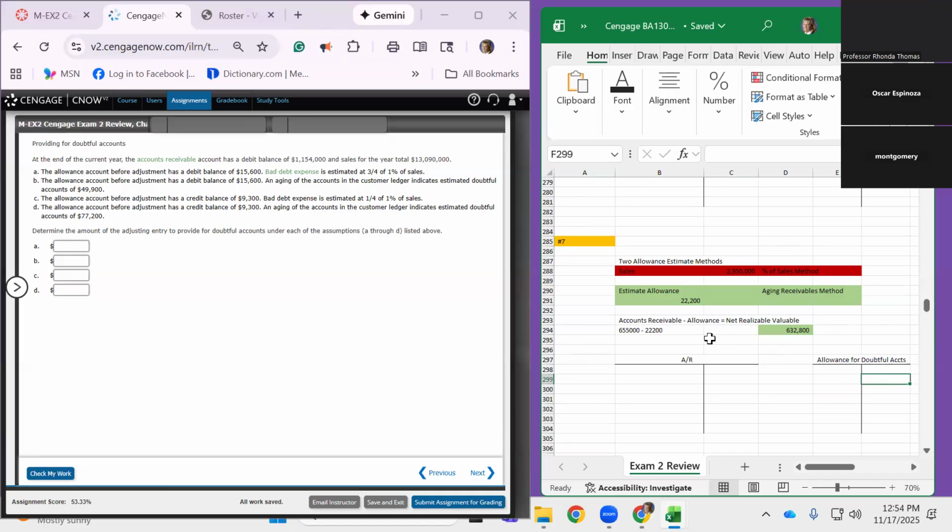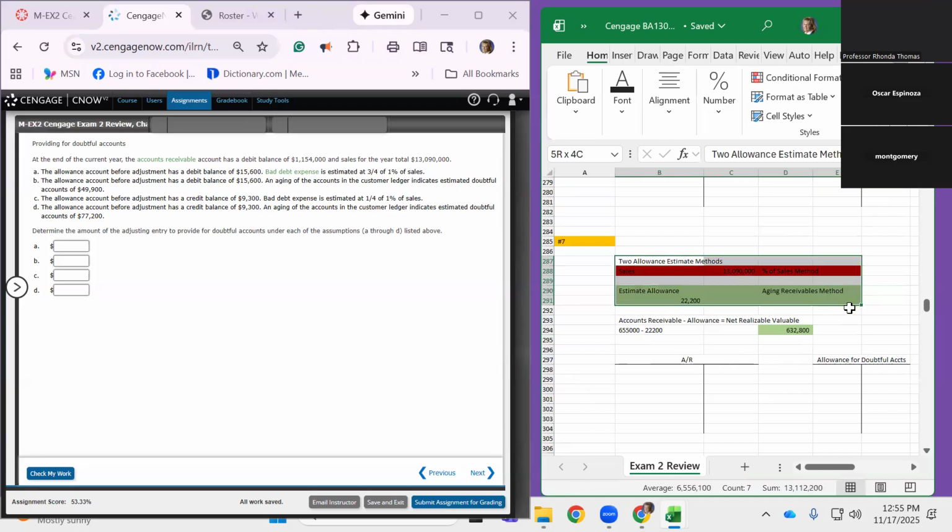Okay. All right. So this first one is A. And I also want to put down the sales, how much it is. And each of these is different. So I'm going to put the sales in here. We've got sales of 13,090,000. Okay, 13,090,000.